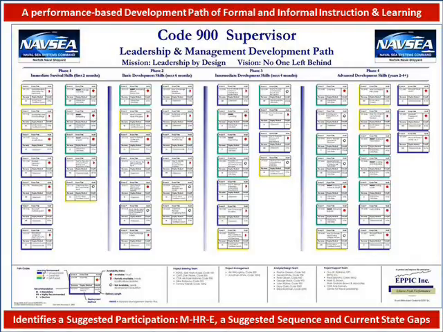A performance-based development path includes both formal and informal instruction and learning. In this particular path, there were also qualification and certification testing that happened to certify performance competence of the target audience. This path identifies a suggested participation, mandatory, highly recommended, or elective, in a suggested sequence, and also identifies the current state gaps, total gaps, and partial gaps.